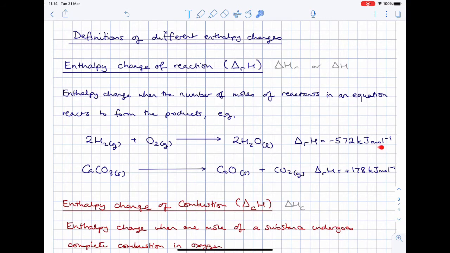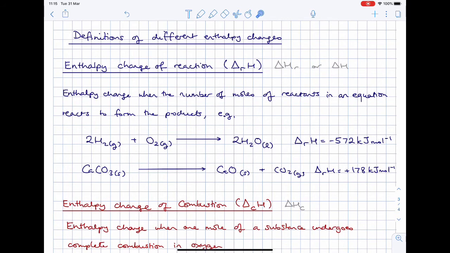The kilojoules per mole is the units of enthalpy change. In this case, the mole isn't really the moles of any particular one of these reactants. If I have 2 moles of hydrogen reacting with 1 mole of oxygen and forming 2 moles of water, I'm going to have this amount of energy released.